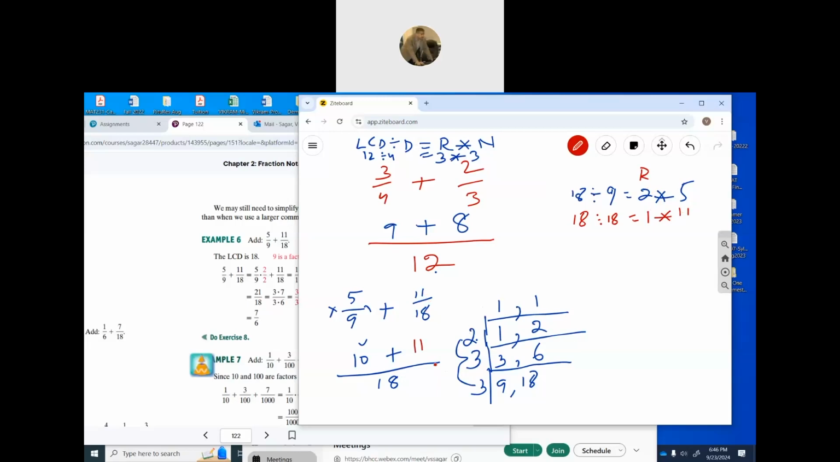My final answer is what? So I could add these numbers, right? Faith? No, no, I'm going slow. So which is what? 10 plus 11, which is what? 21. 21 over 18. Okay. Are you with us? Yeah. I don't know how you came to that.